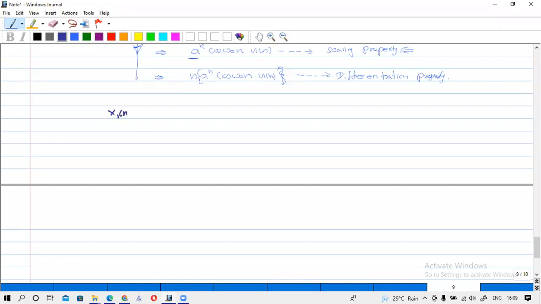Let's say that x1[n] is equal to cos omega naught n u[n]. So actually we can use that one also. We have the z transform for u[n], that is 1 over 1 minus z inverse, and the region of convergence is z greater than 1. So we will already have this identity.